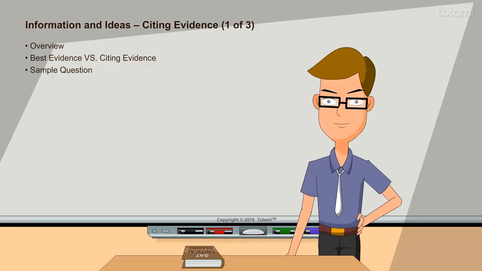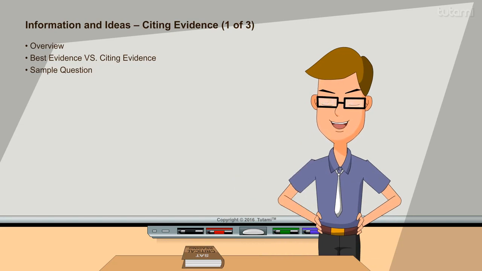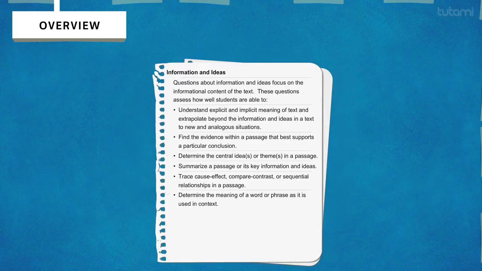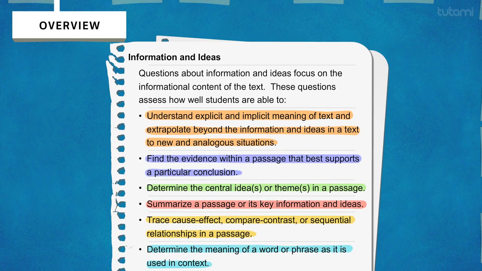Hello, everyone. As you know, one of the most popular questions on the current SAT is to be able to support and back up your answer. Under the information and idea section of the SAT, you'll find 6 major question categories. Under the second bullet here, we will need to find evidence within a passage that best supports a particular conclusion.